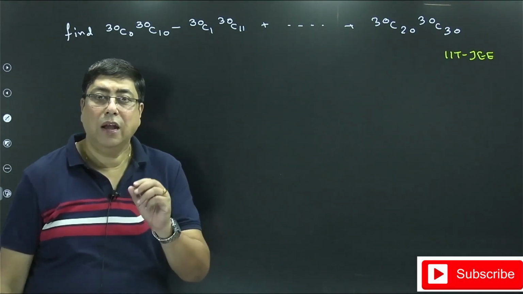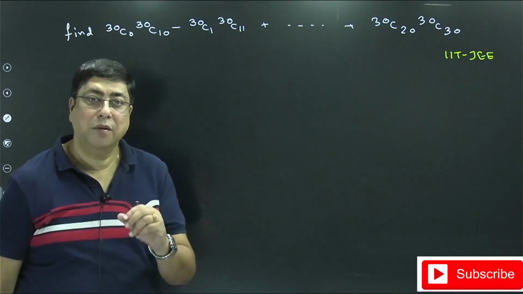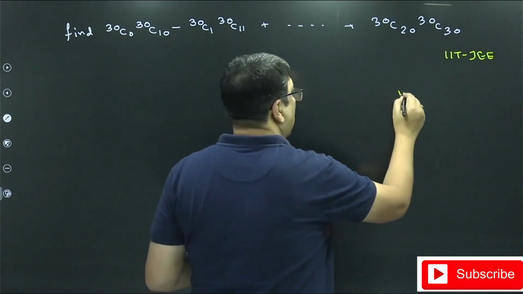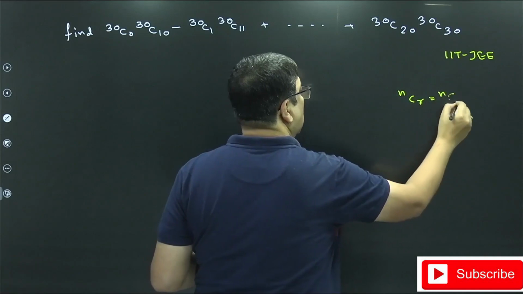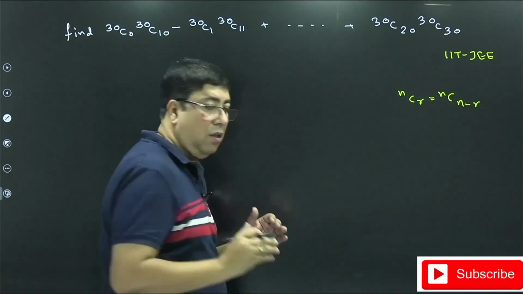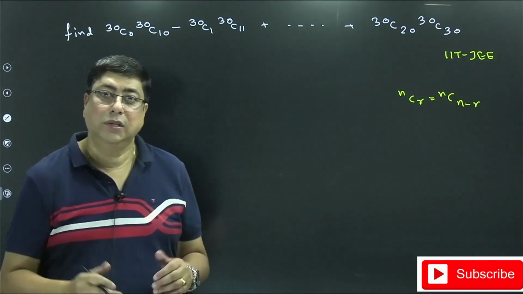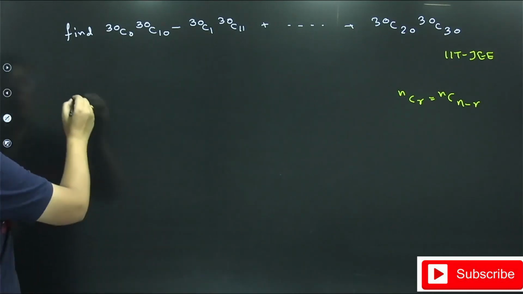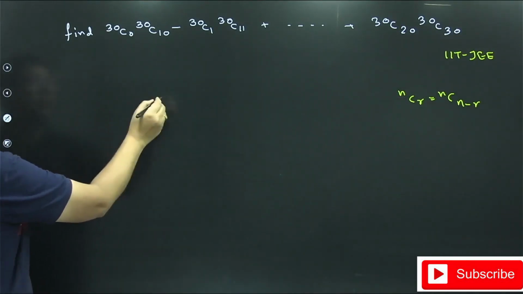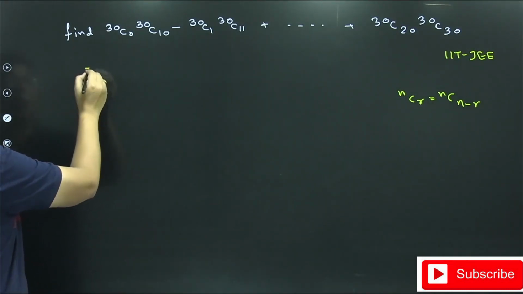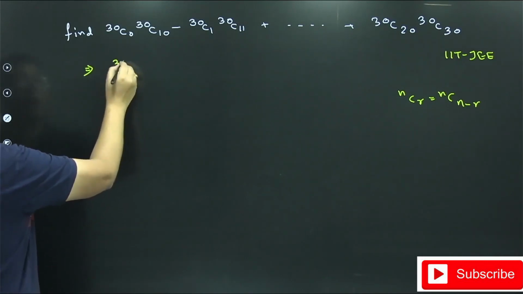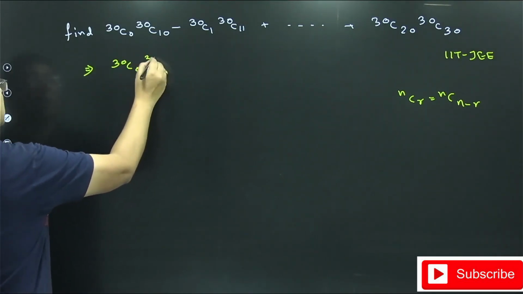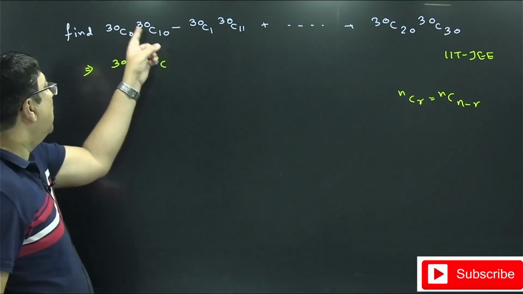But we know that nCr equals nC(n minus r). It means the terms are equidistant. Therefore, in this case we can write the series as 30C0, 30C(n minus r).